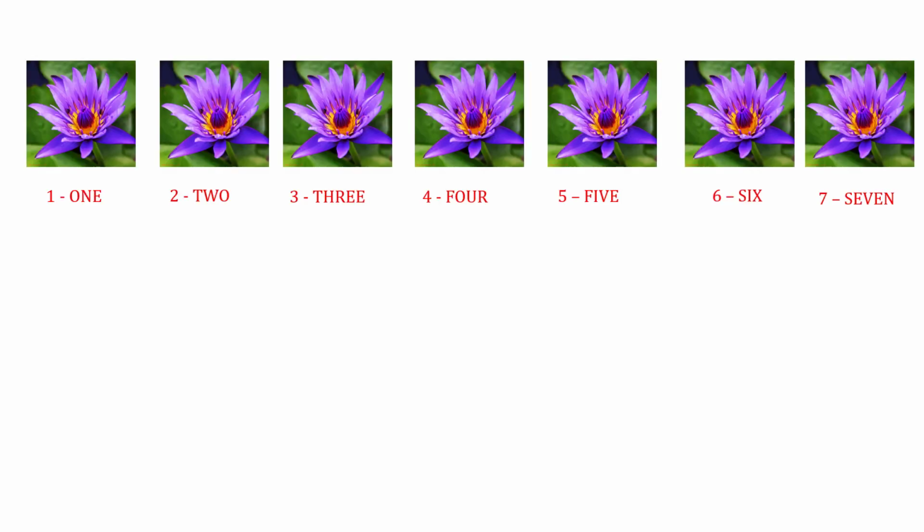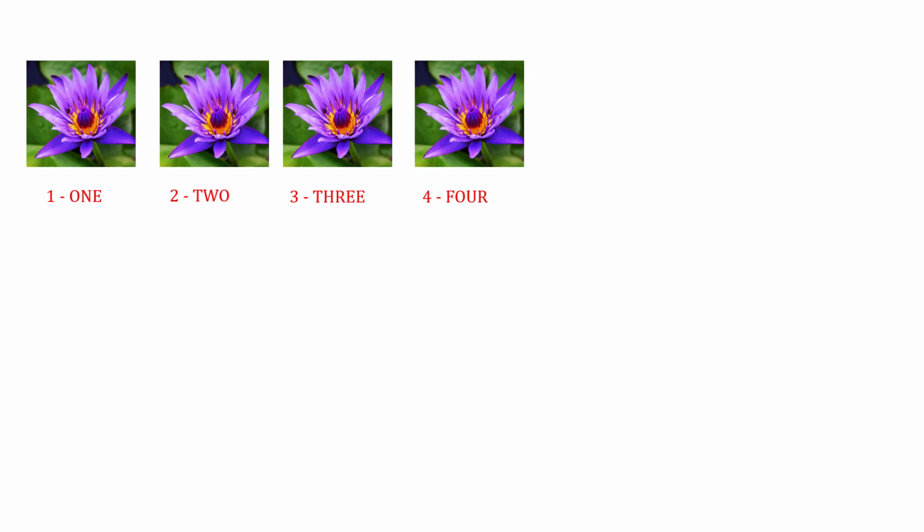Let's see the subtraction process. You had seven flowers. You gave away 3 flowers to your teacher. So you are left with 4 flowers. See the subtraction process. 7 minus 3 equals 4.